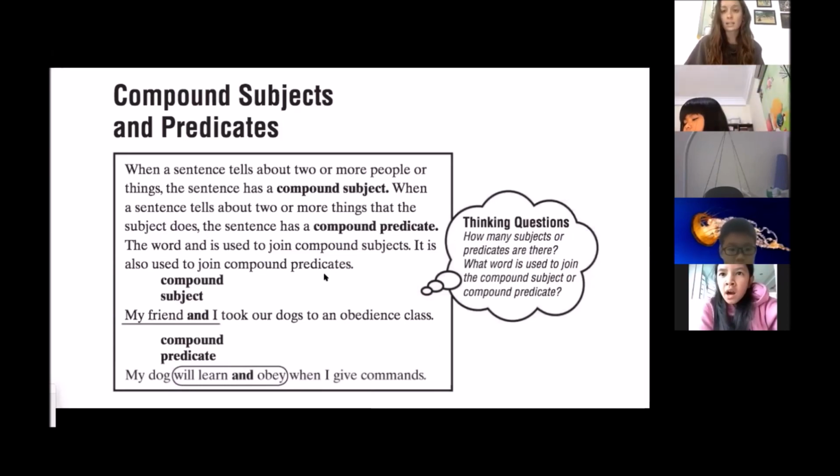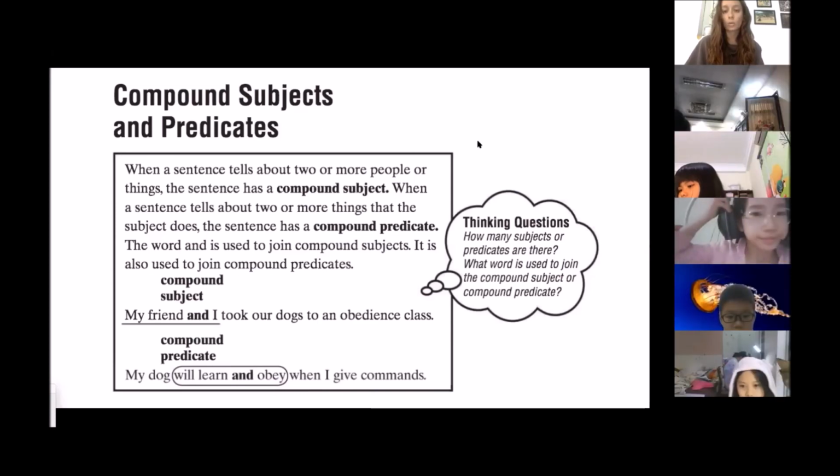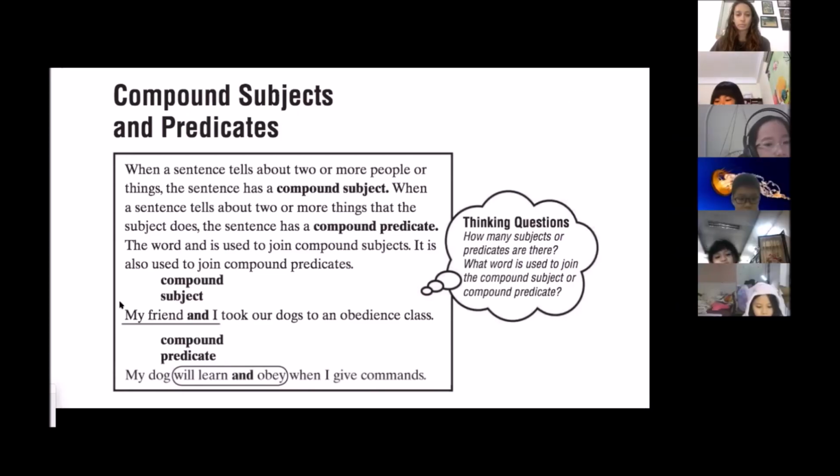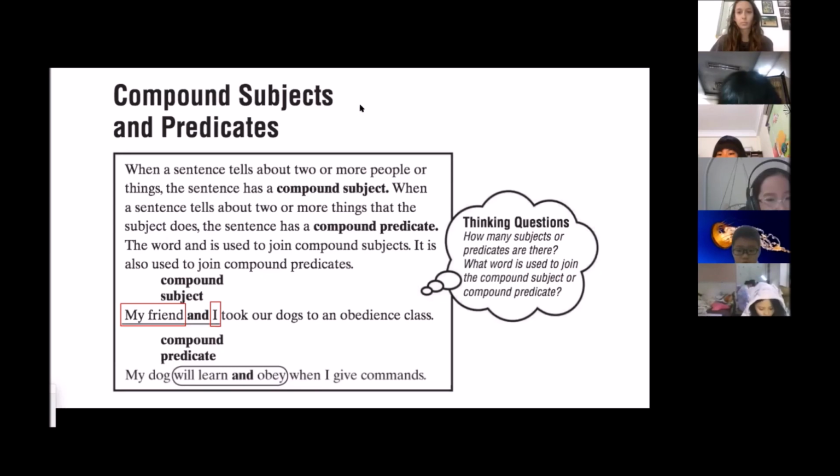So in this sentence, does anyone see two or more subjects or predicates? How many subjects do you see in this first example sentence? My friend. Okay, so we have subject, my friend. Our second subject is I. So how many subjects is that? 2. Do we have a joining word? Yes. What's our joining word? And. Okay, so this tells us we have 2 subjects and we have their joining word and. So we have a compound subject. Good job.